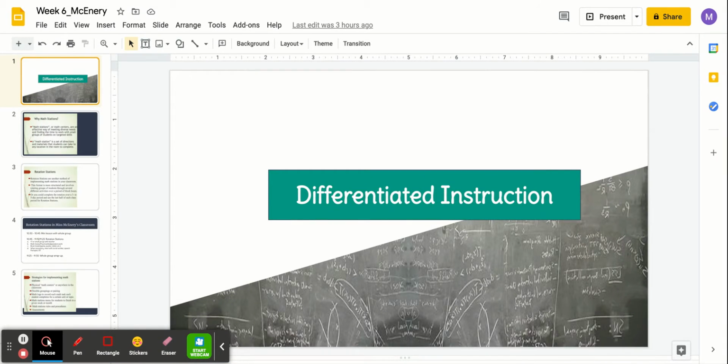Hey guys, for my differentiated instruction tool, I am going to be talking about math stations. When I was looking through the different articles and PowerPoints, this was something that stuck out to me because this is something I do every single day in my class. I work with stations for math and for literacy, but today I'll be talking specifically about our math stations.